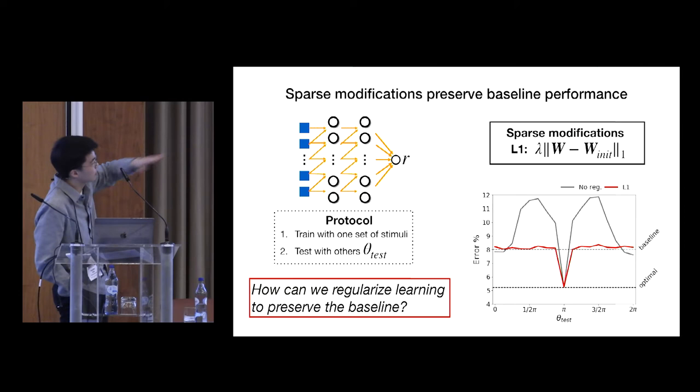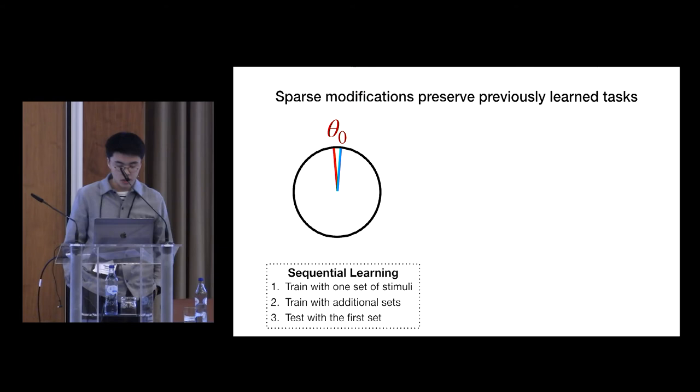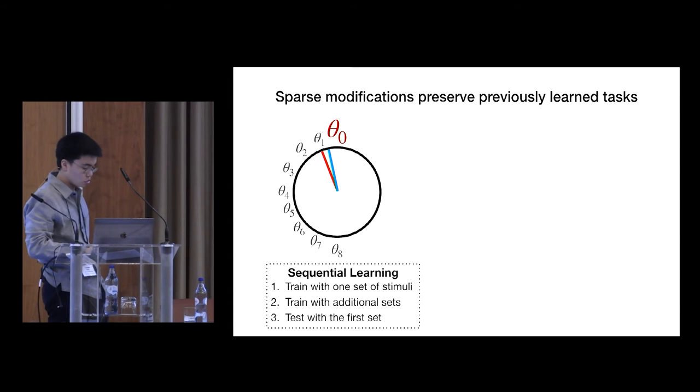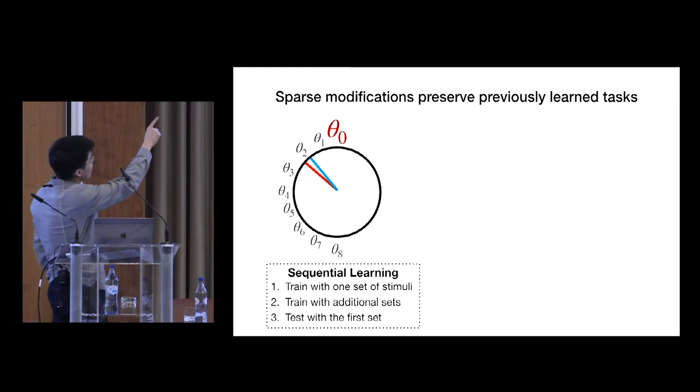We similarly ask the question in a sequential learning context, where the idea is simple: you train the network to perform optimally for one stimulus, and then do another one, and then do a whole bunch more, right? And then after each additional training, you go back and test its performance on the original stimuli, right?